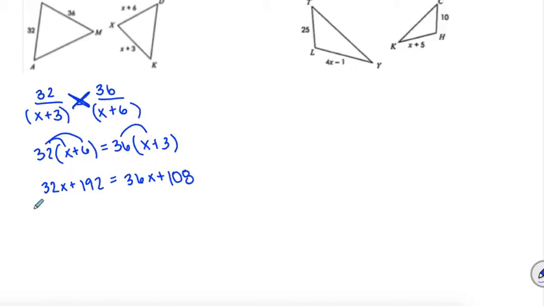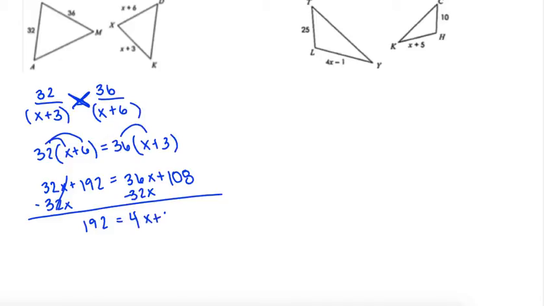Two variables on two unknowns, I'm going to move the smaller x to keep it positive. And I get 4x. I almost put that in my calculator, but my brain stopped me. And now I'm to my two steps. So I'm going to take 192 minus 108, and I get 84 equals 4x. And last step, divide by 4. So now I get x equals 21.